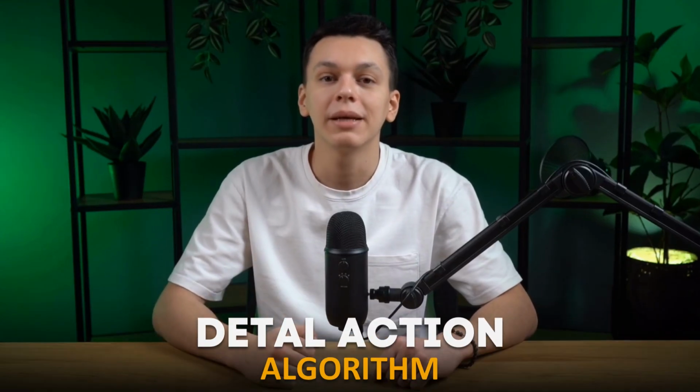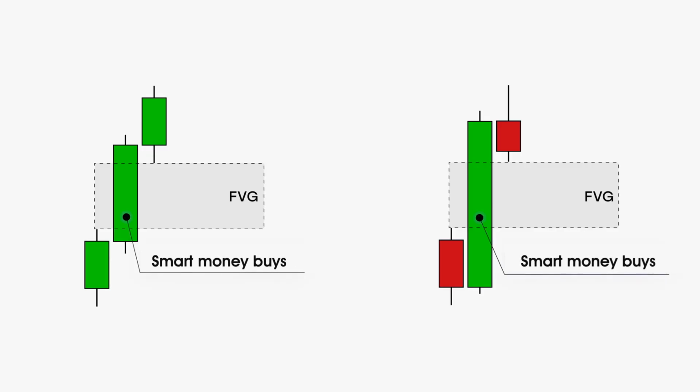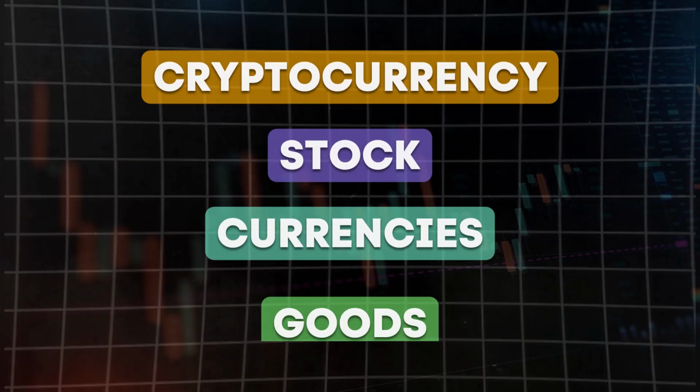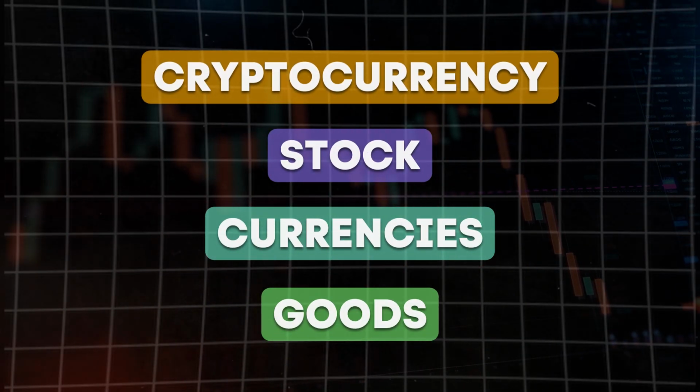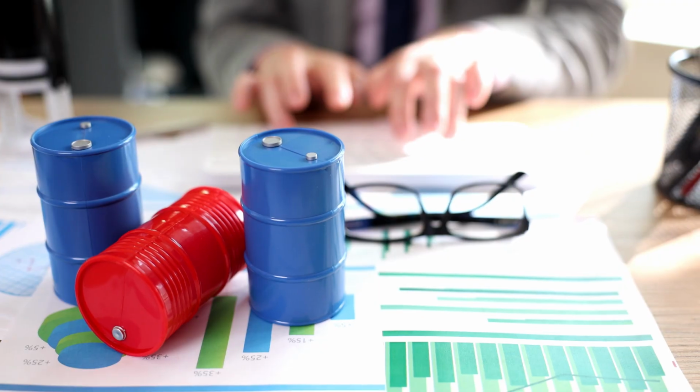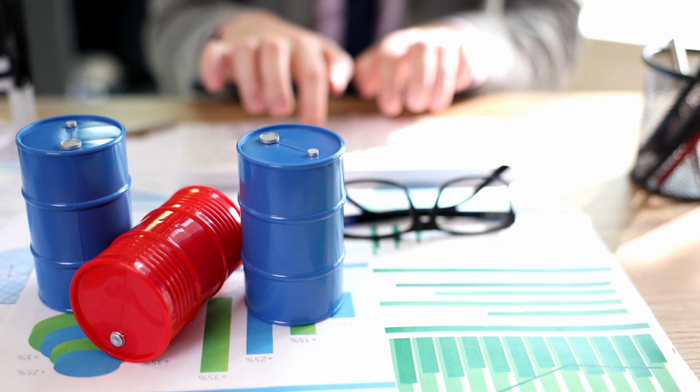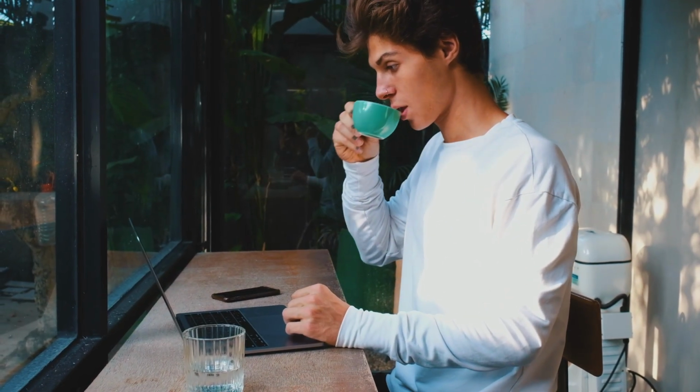We'll show you a step-by-step action algorithm and real setups that work across any market, whether it's cryptocurrency, stocks, currencies, or commodities. Yes, oil and Bitcoin might move differently, but the principles of price formation are the same. And in practice, you'll see that this strategy truly works.